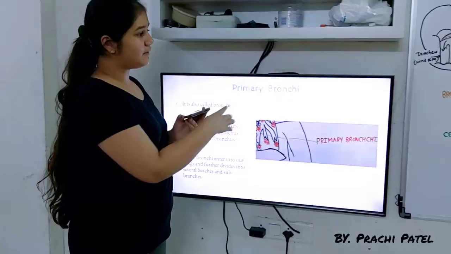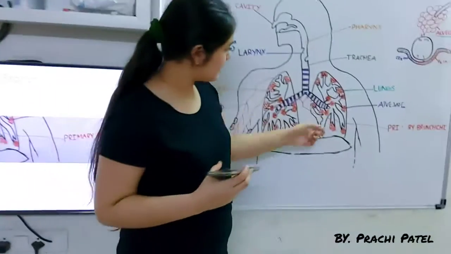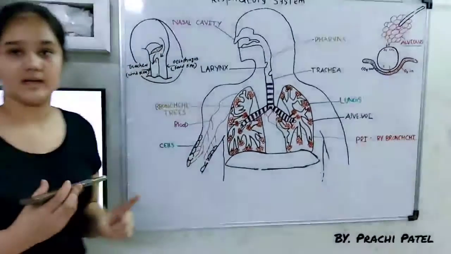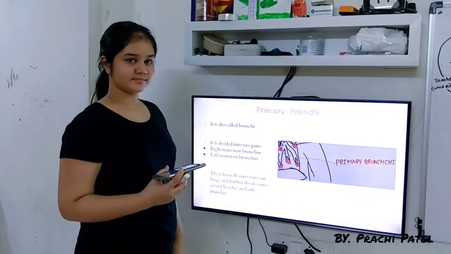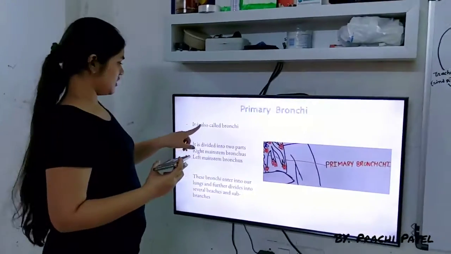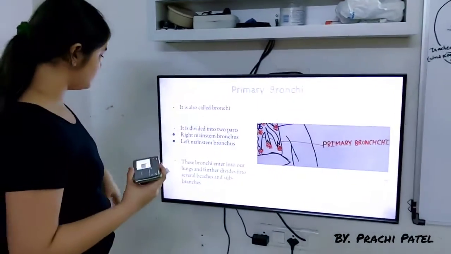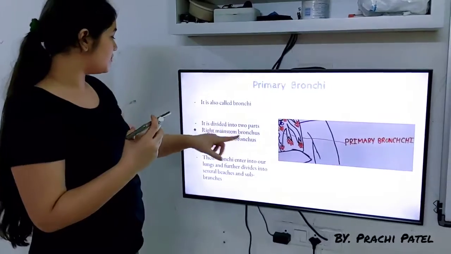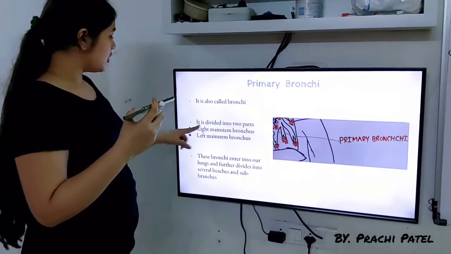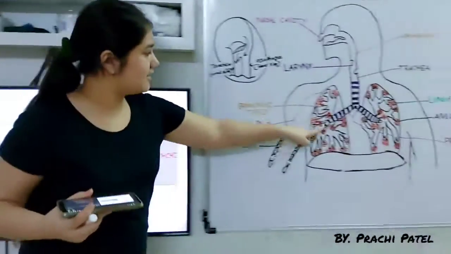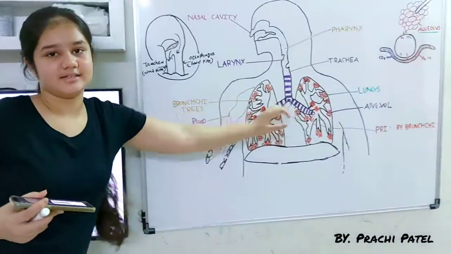Now, primary bronchus. Don't get confused. The thick part is the primary bronchus. It is also called bronchus. It divides into two parts, the right main stem bronchus and the left main stem bronchus.